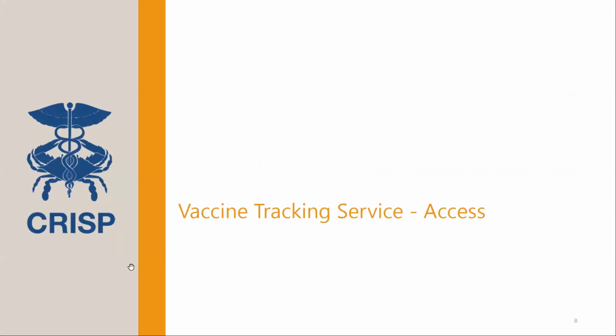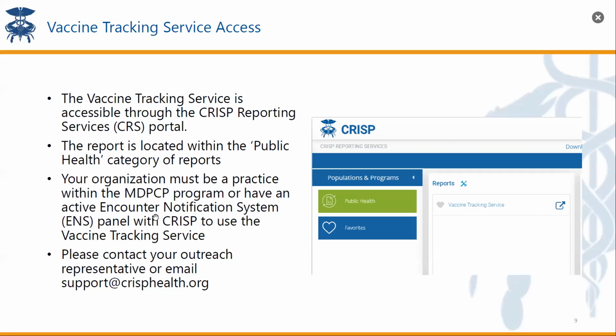Now I'll move into how you actually get access and where you can find the vaccine tracking service. It is available through our CRISP reporting services portal, or CRS. The report is located within the public health category. When you first log on to the CRS portal, you'll find a couple boxes of categories of reports. What you're looking for is the public health report.